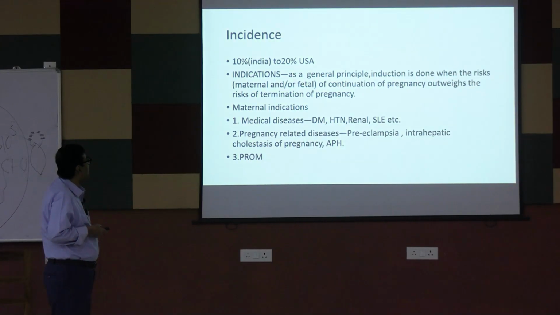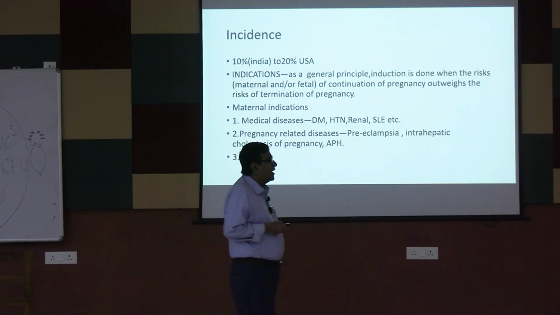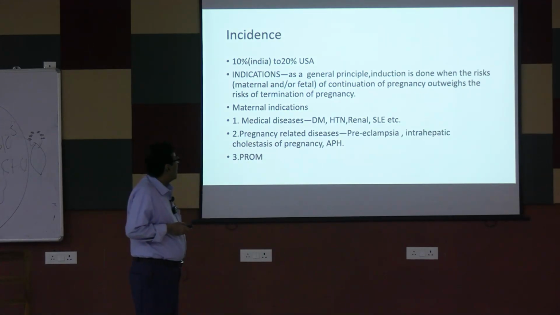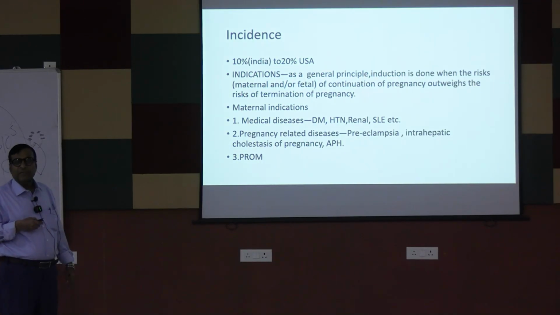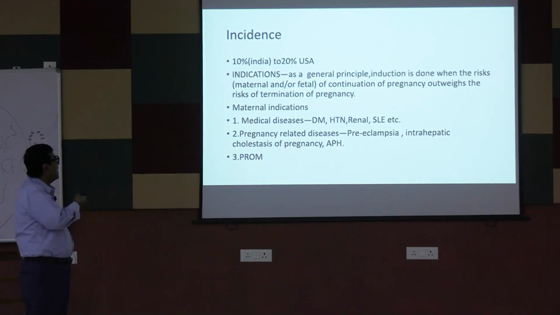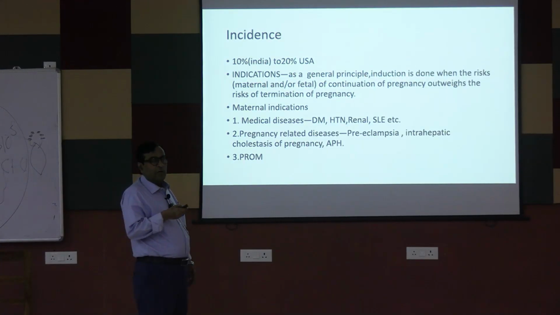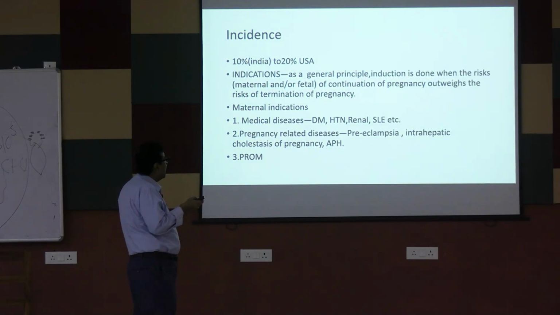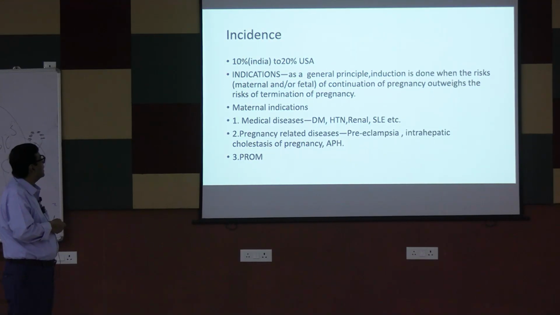Number one, maternal indications. Mainly, number one, medical disorders in pregnancy like diabetes mellitus, uncontrolled hypertension, renal diseases, systemic lupus erythematosus. These are the medical diseases in pregnancy where we go for induction. Number two, pregnancy related diseases: preeclampsia, APH and, as I mentioned earlier, intrahepatic cholestasis. Number three, premature pre-labor rupture of membrane. These are the maternal indications where we go for induction.